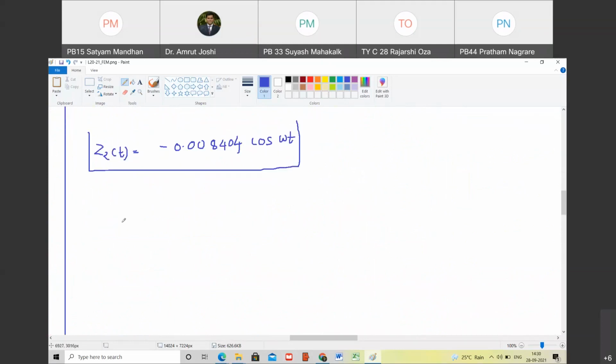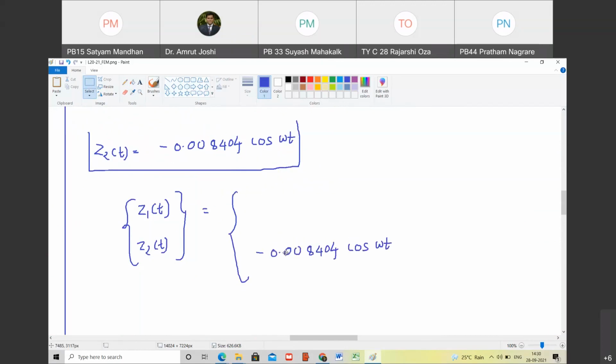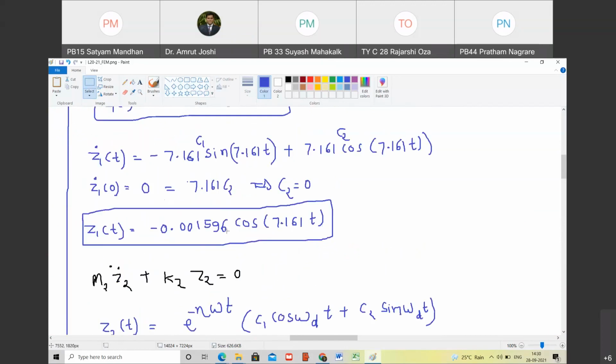So let us write down those responses in matrix form. I'm going to write it as Z1 of t and Z2 of t. Are you with me? Yes, sir. This is equal to. कैसे लिखूं बोलो? तो Z2 of t is this one. It is a function of time. And Z1 of t is this one. This is also a function of time. Yes, sir. Happy?